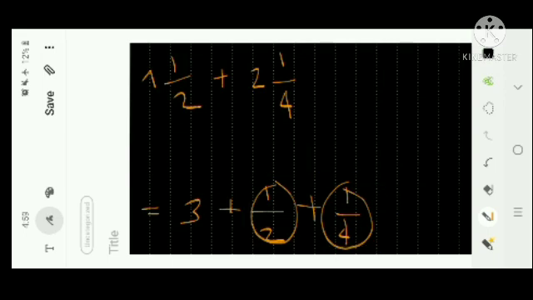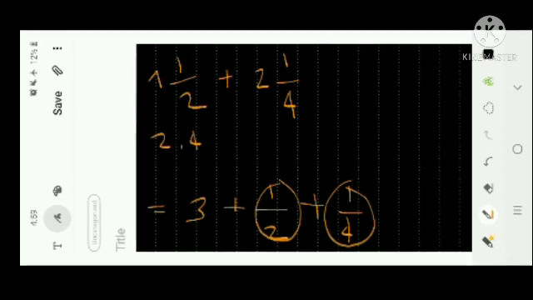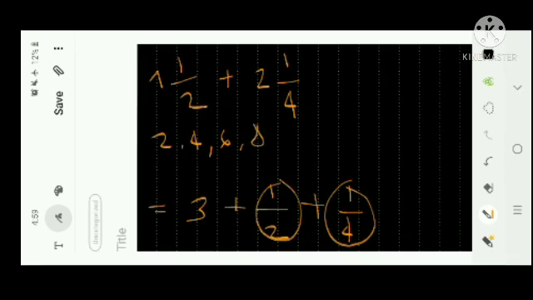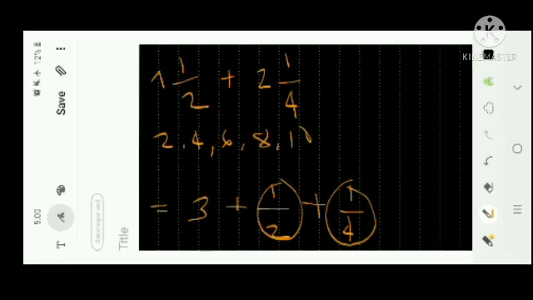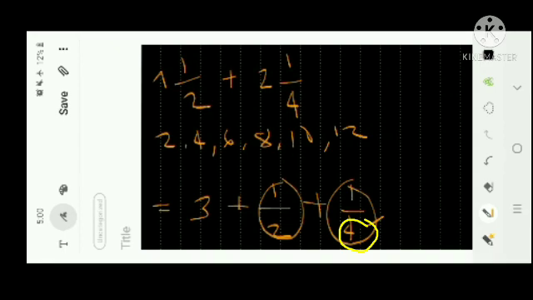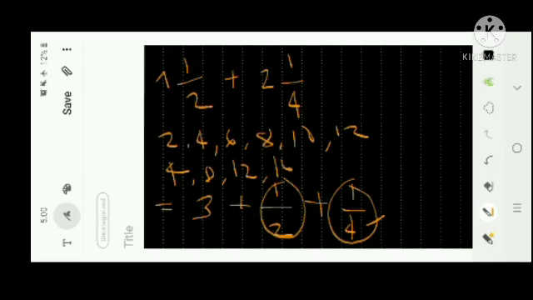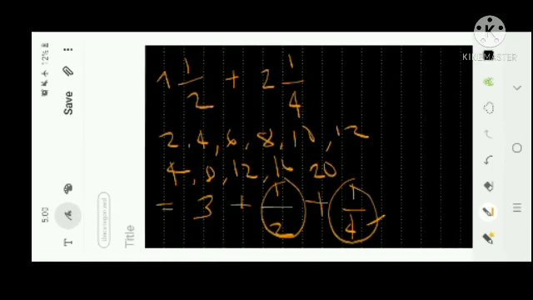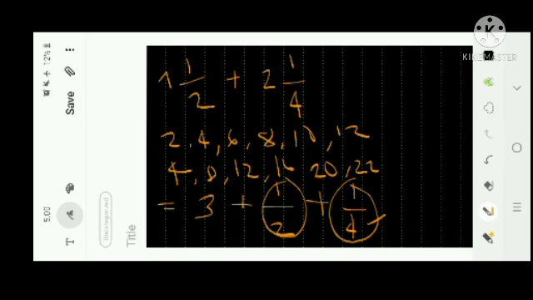Okay, so for denominator 2, yung 1/2 may denominator 2. Yung multiples niya is 2, 4, 6, 8, 10, 12, and so on. Okay, for denominator 4 naman, multiples niya ay 4, 8, 12, 16, 20, 24, and so on. So ano yung LCM natin? Ano yung LCM ng 1/2 tsaka 1/4?